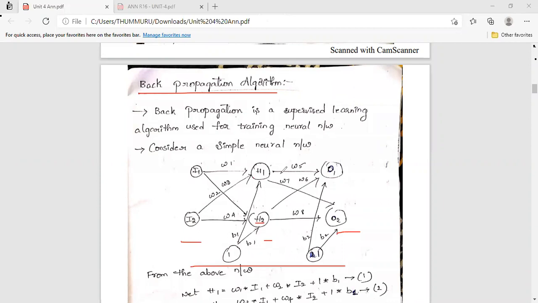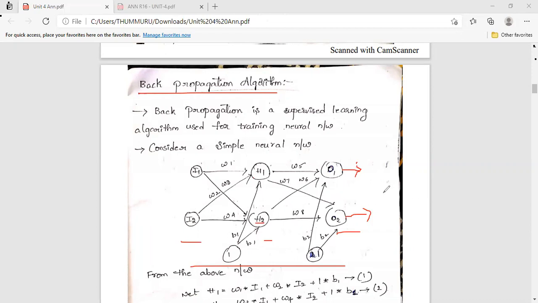Here also the output of H1 is applied as an input of O1. The output layer nodes are represented with O1 and O2. These are the output layer nodes. One is O1 and second one is O2. And finally, here we are going to get the outputs of O1 and O2. Okay, after getting these two values, now what we are going to do?